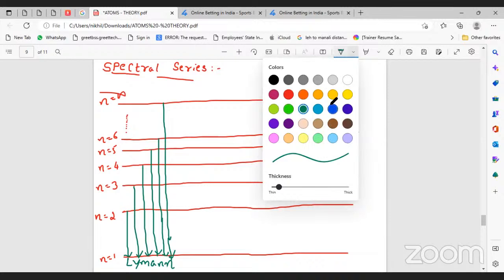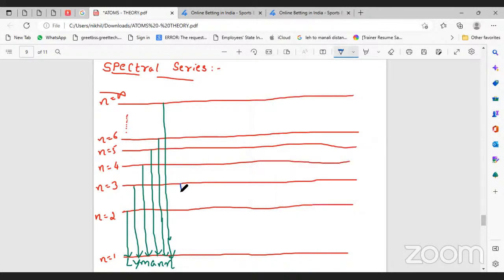Clear? Suppose the electron is taking a transition from a higher orbit to the second orbit, then it is called the Balmer series. If the electron takes a transition from a higher orbit to the second orbit, then it is called a Balmer series.